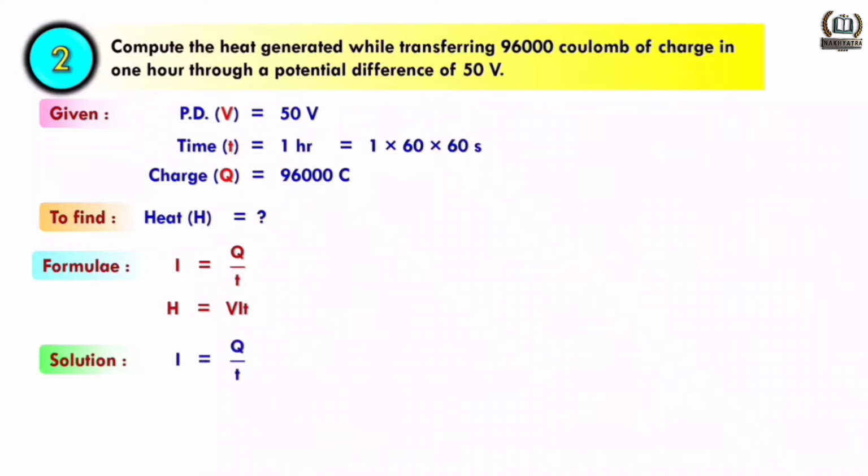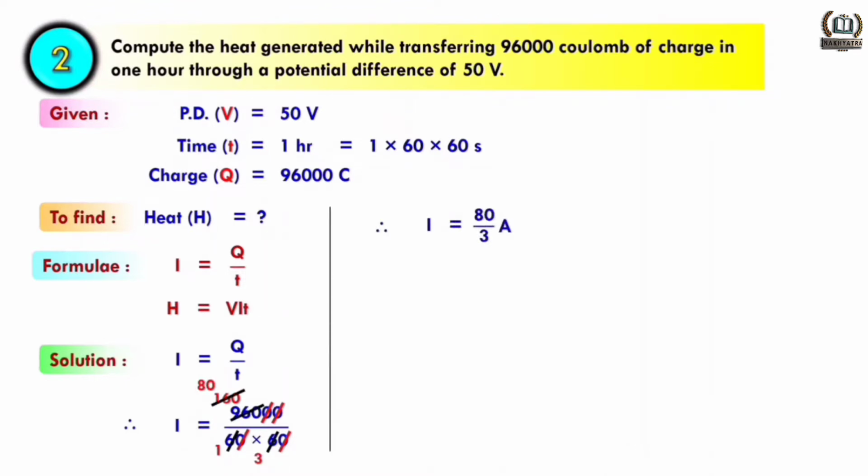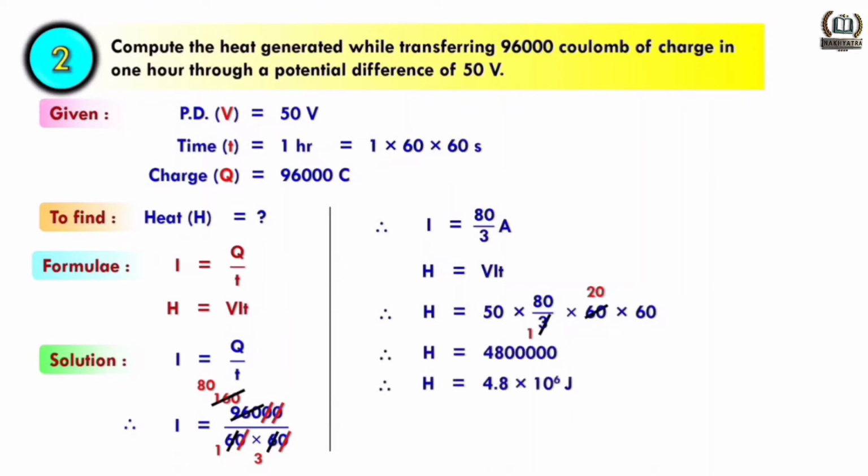Now let's solve it. First find the current. Put the values. Let me do the calculation. You can also do the calculation by yourself, but still I am helping you. Therefore, we will get the current I equals 80 by 3 ampere. Now find the heat. Here put the values. Again after calculation, we will get heat equals 4.8 into 10 to the power 6 joule. So the answer is heat generated is 4.8 into 10 to the power 6 joule.